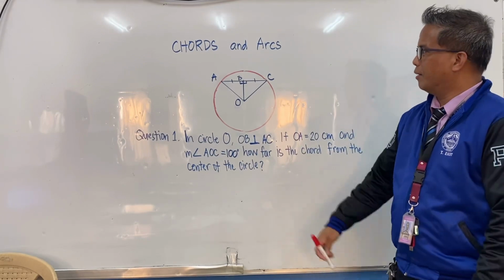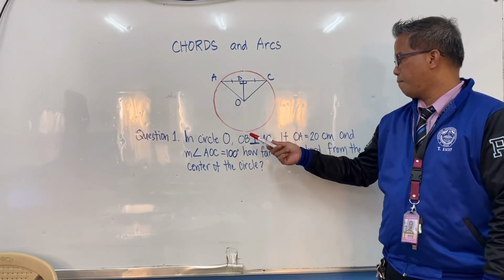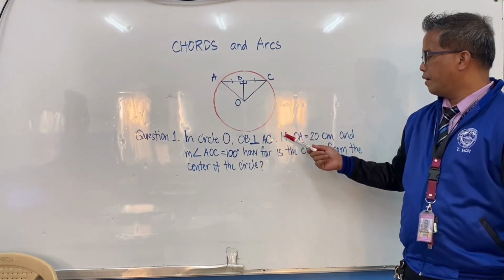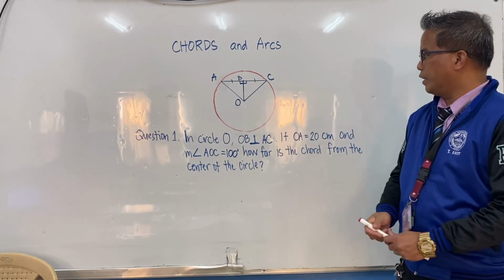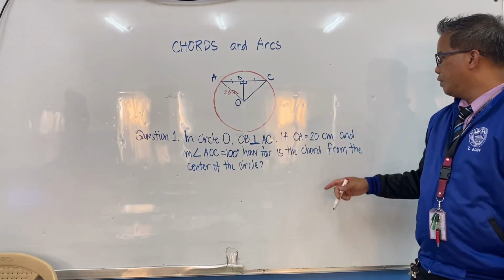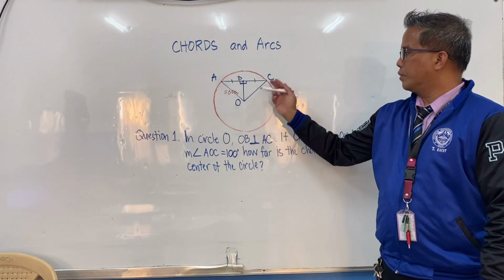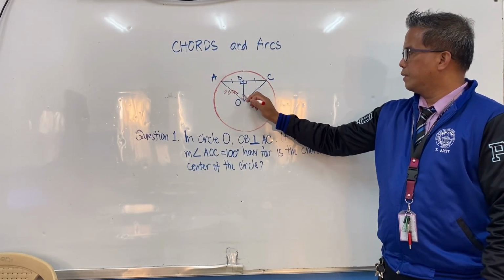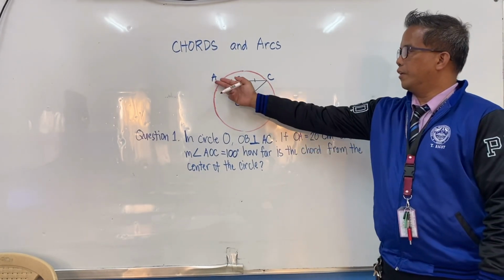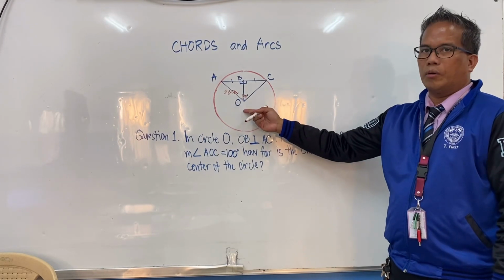Question number 1 about chords and arcs. In circle O, so we are referring to this circle, OB is perpendicular to AC. If OA equals 20 cm, so we will label this as 20 cm, and angle AOC is 100 degrees. Angle AOC, so this angle. How far is the chord, segment AC, from the center of the circle? So the center of the circle is O.